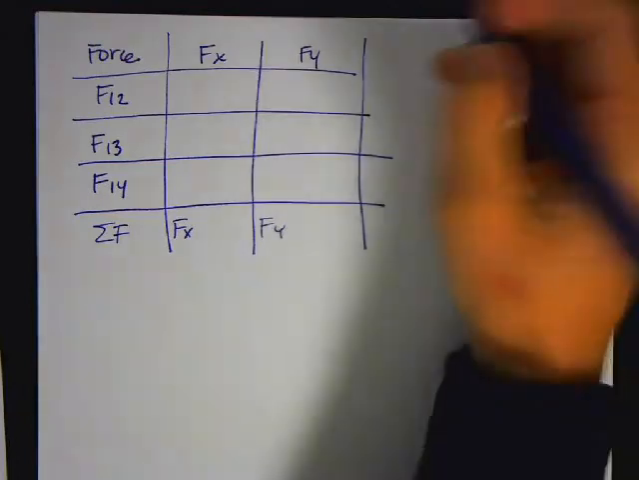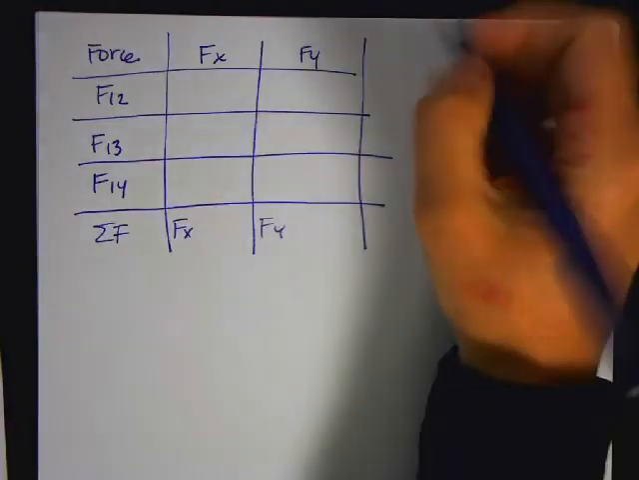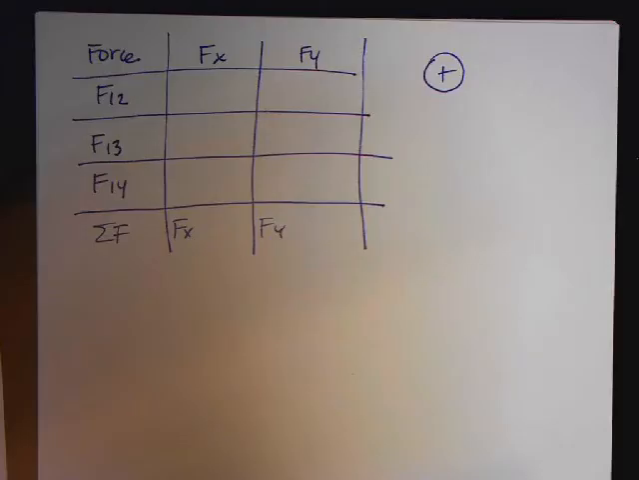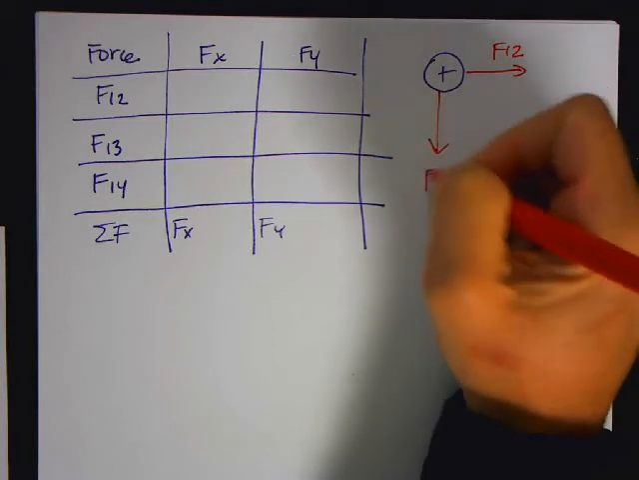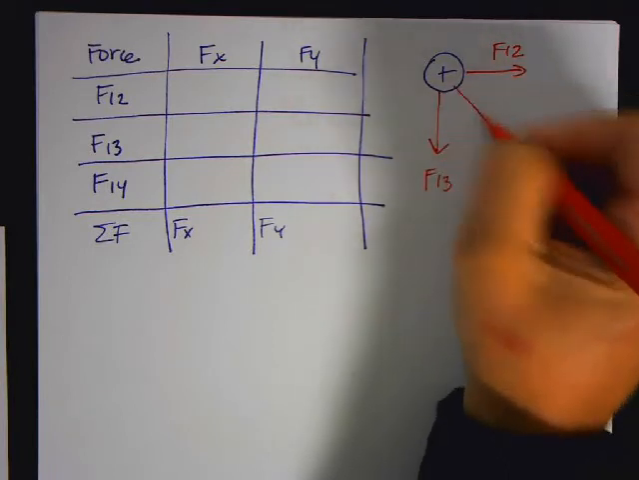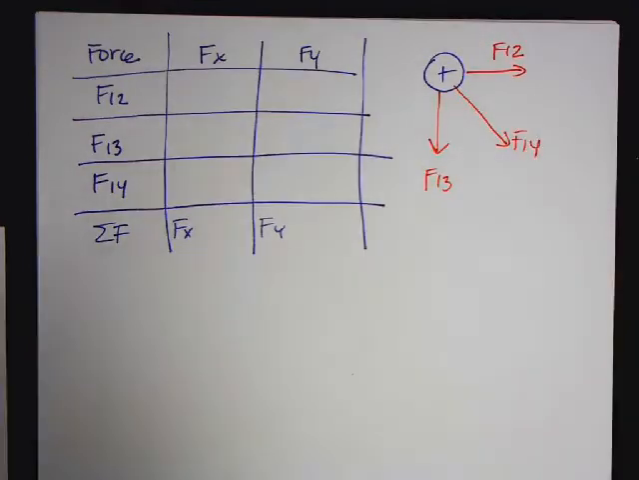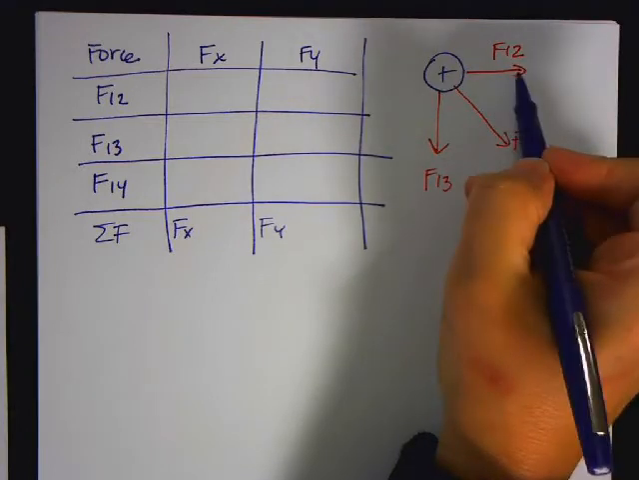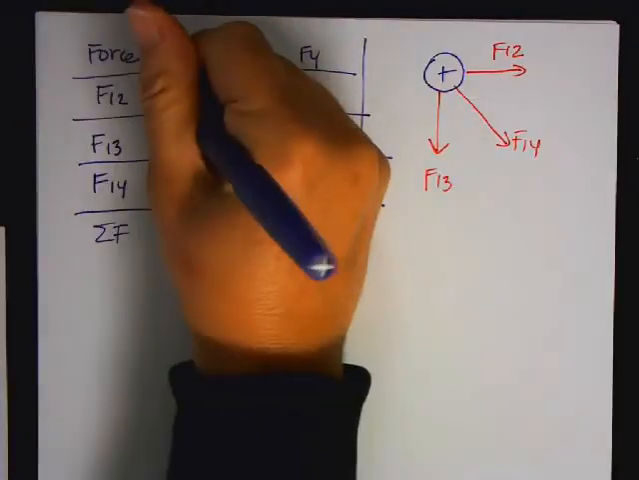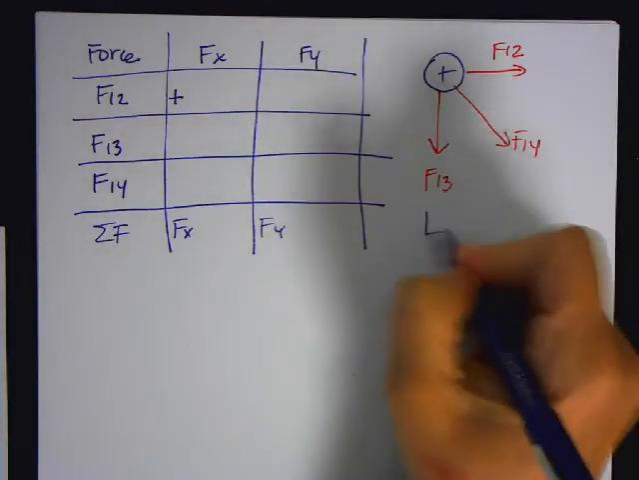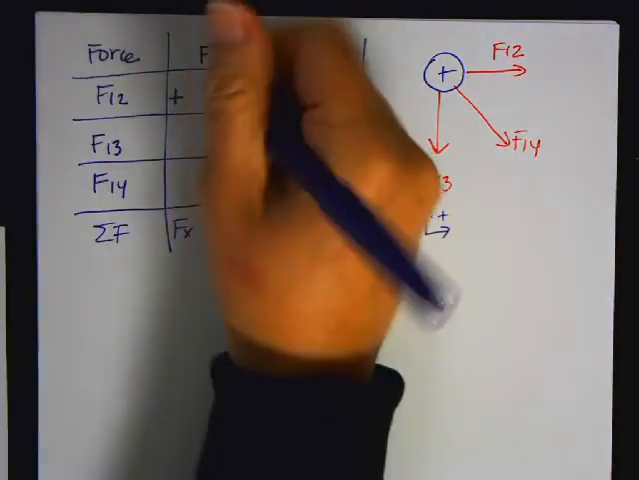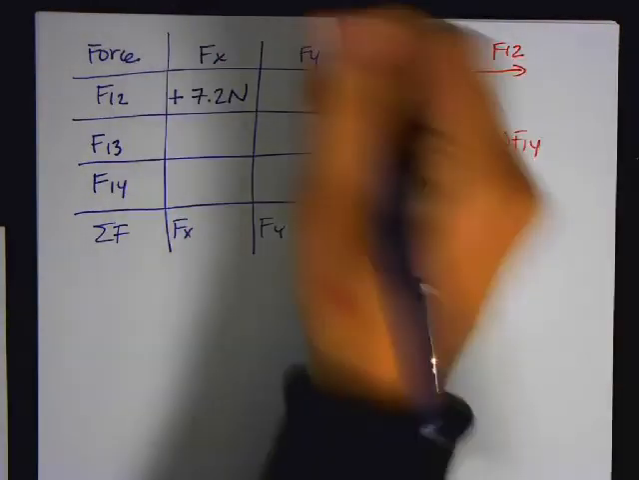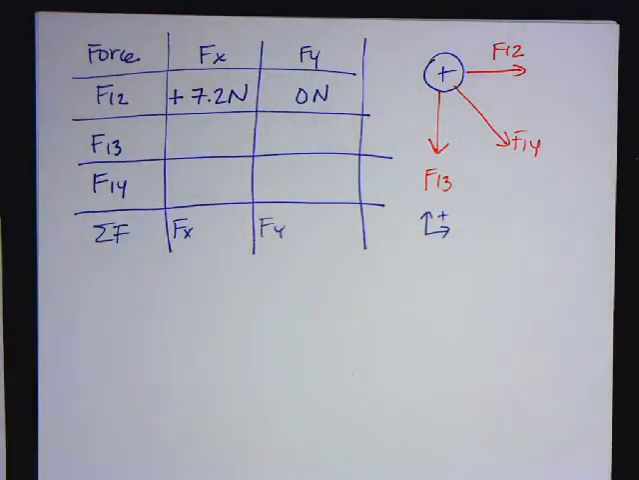If you remember, I'll just redraw this on this page so we can look at it real quick. This was the charge. This was F12. This was F13. This is already on your paper, you don't have to redraw this. I'm just showing you so I don't have to flip back and forth between the two pages. F12 looks like this. It's all horizontal, so that's all an X component, because remember, we're using our standard Cartesian sign convention that up and to the right is positive. So this is going to be plus 7.2 newtons, and the Y component is going to be 0. That's super easy.